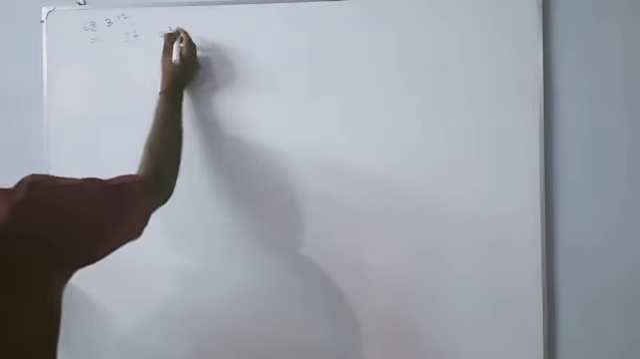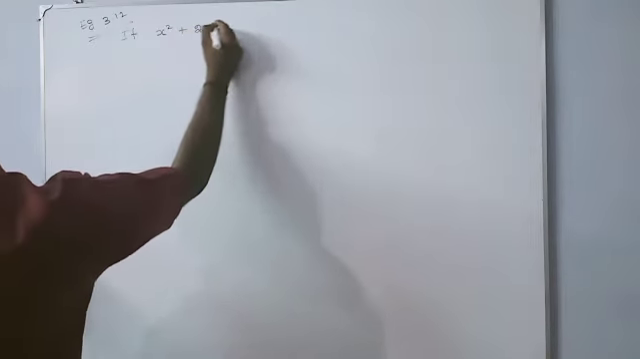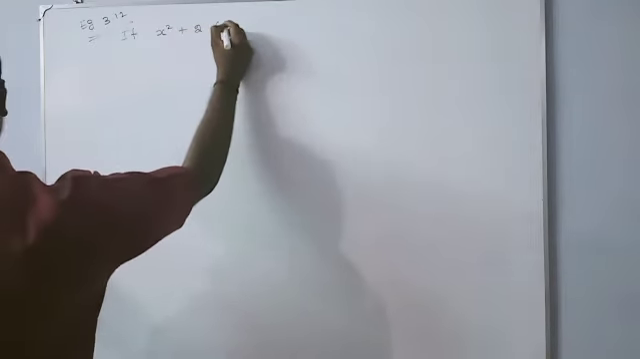Example 3.12. If x squared plus 2 into k plus 2 into x plus 9k equal to 0 has equal roots, find k. The given quadratic equation x squared plus 2 into k plus 2 into x plus 9k equal to 0 has equal roots. Find k.